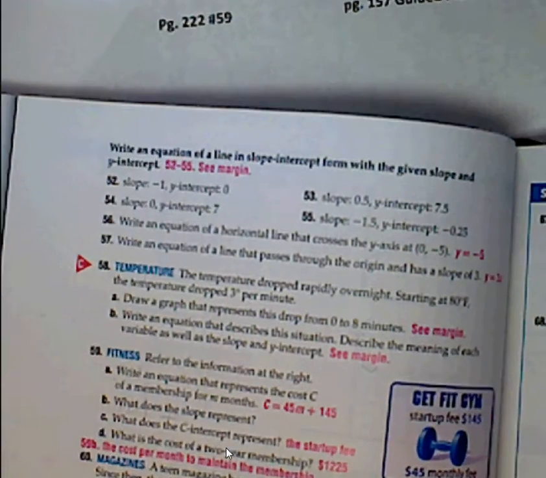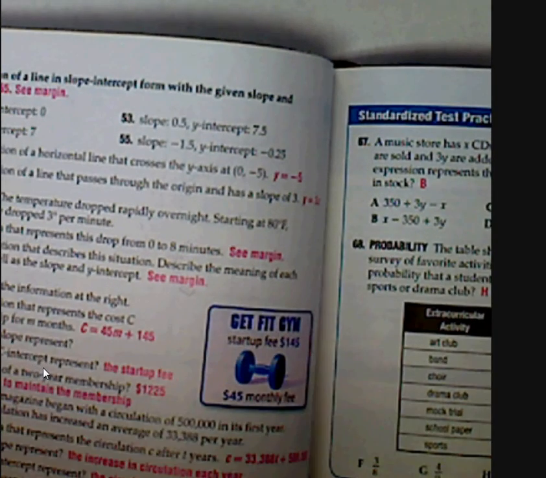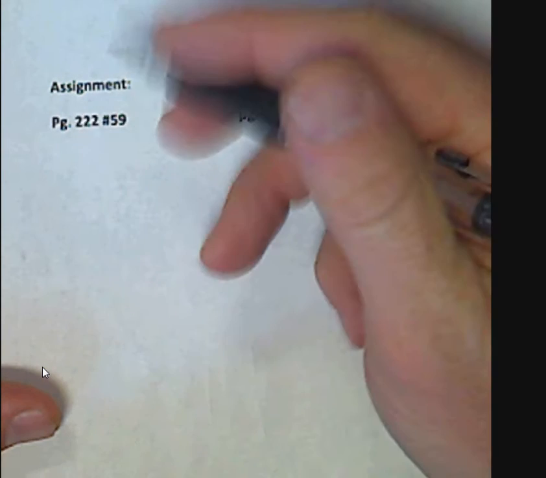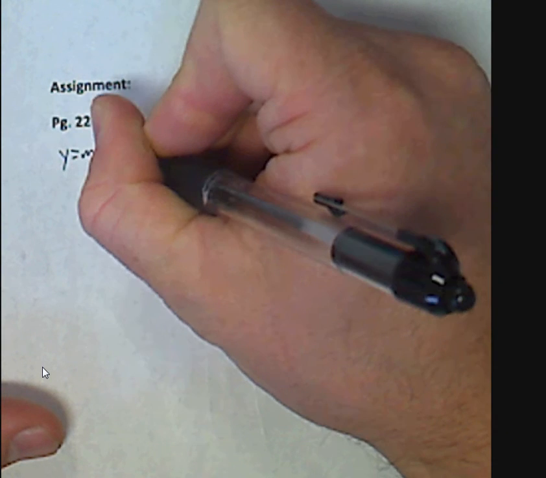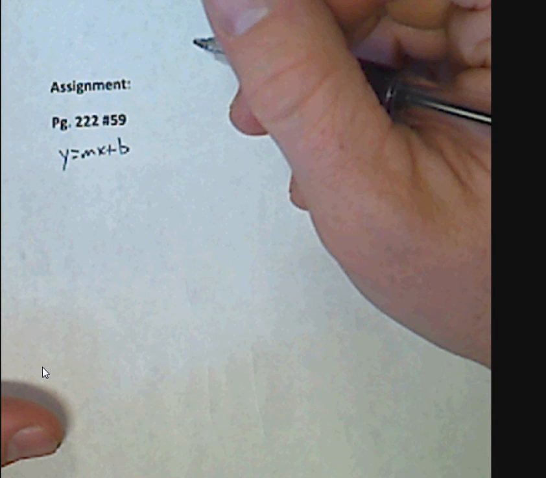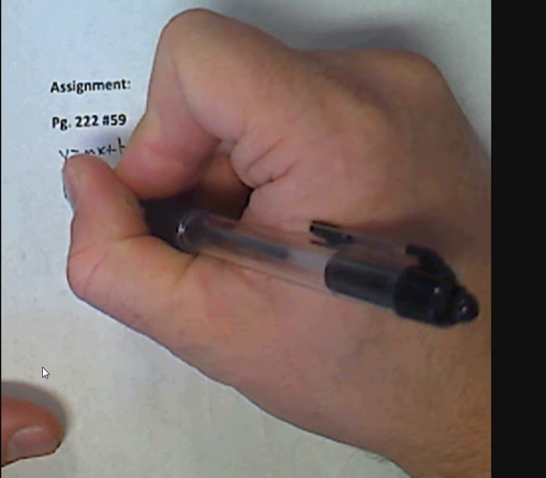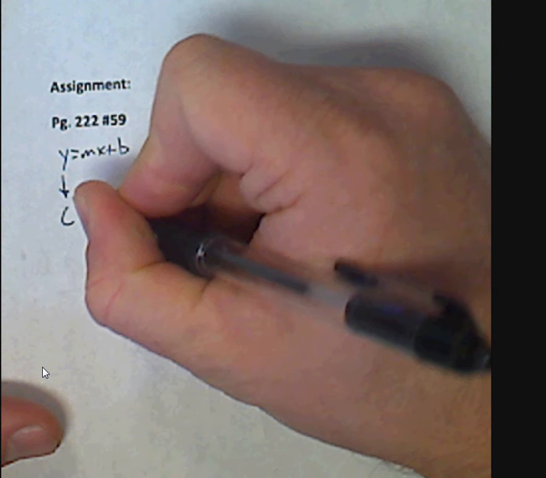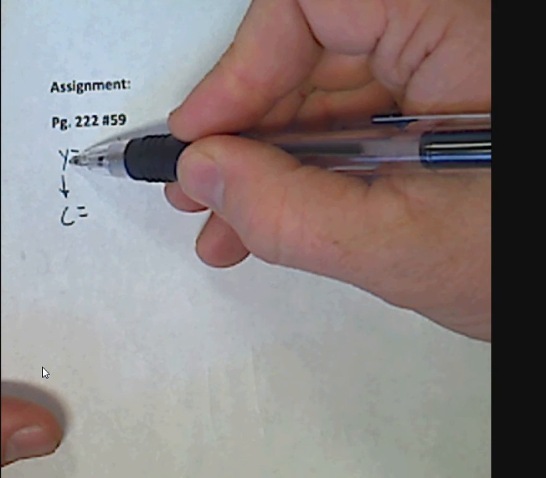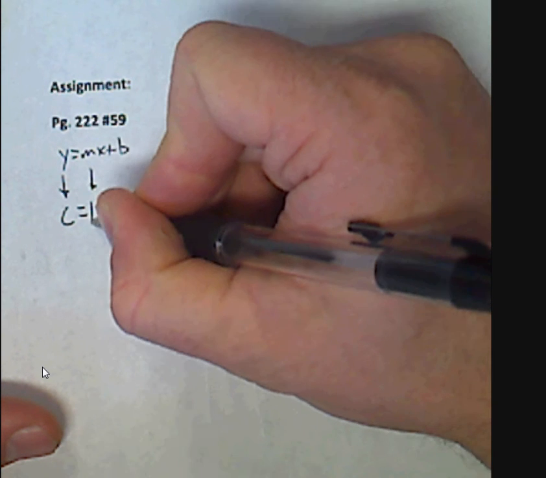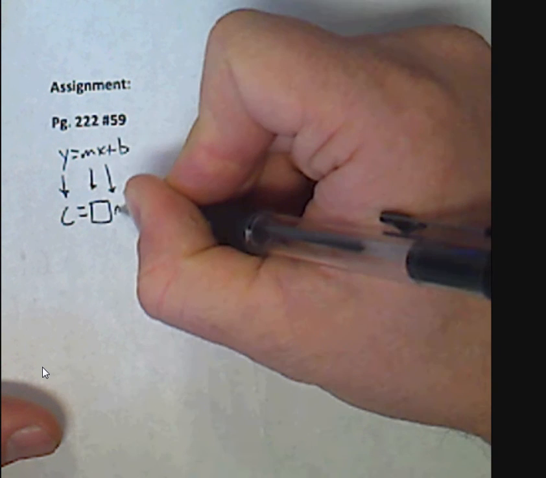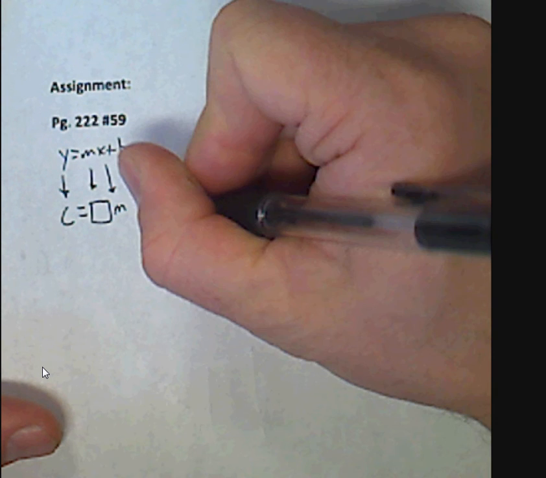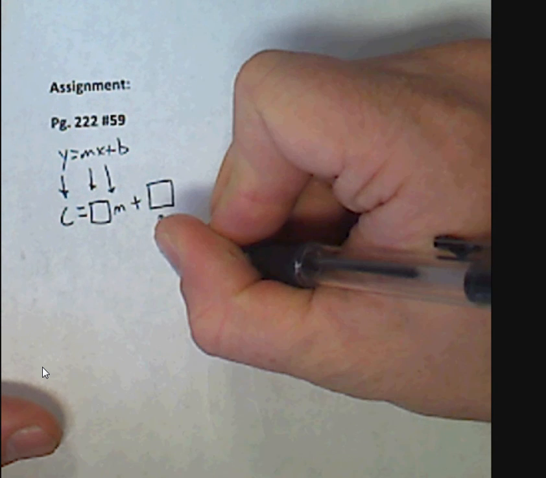So here's my information. It says write an equation that represents the cost C. Anytime it says write an equation, I will always put y equals mx plus b. And then what it said is write an equation that represents the cost C of a membership for m months. So C is going to take over my y. X is going to turn into M, which stands for months, plus where we start.